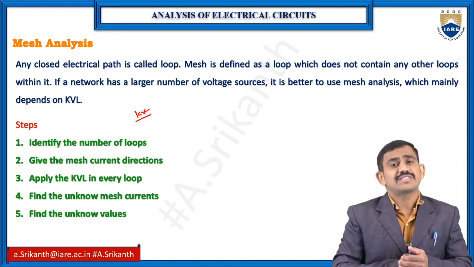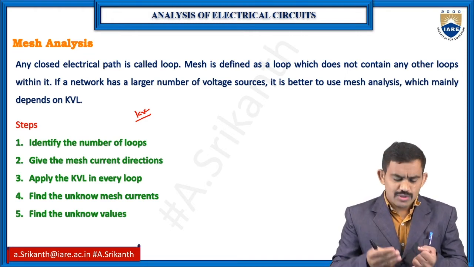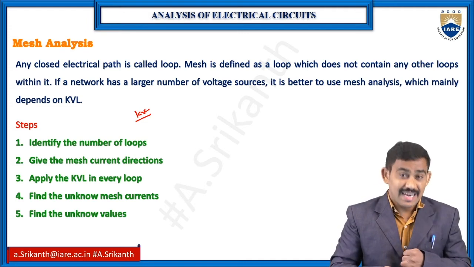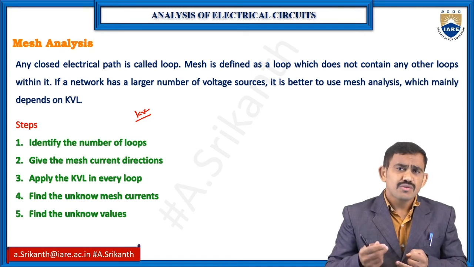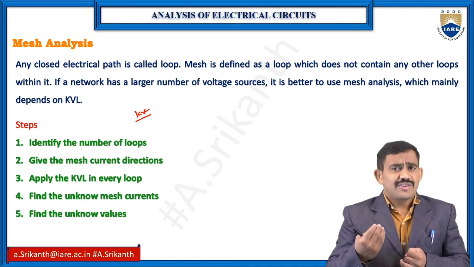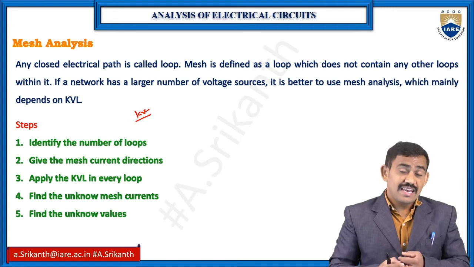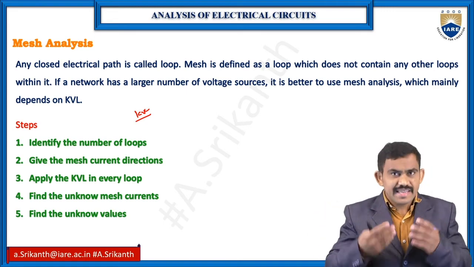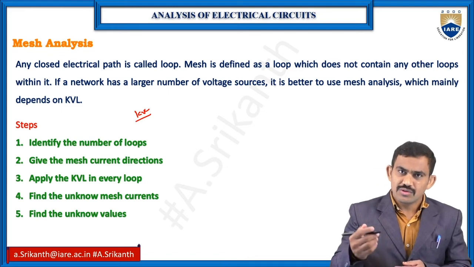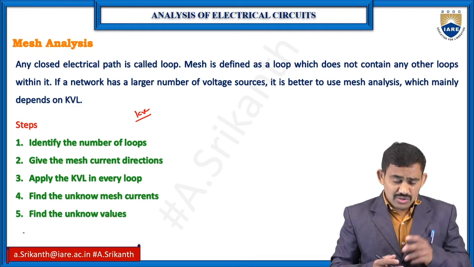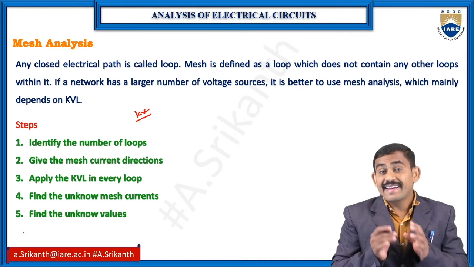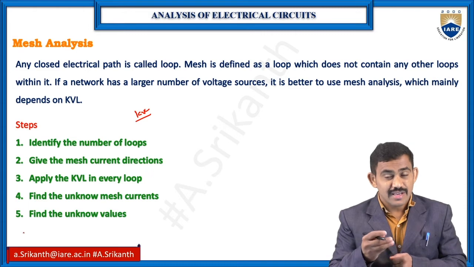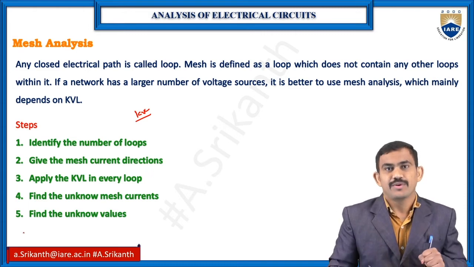Then the fourth step is to solve those equations. Suppose I have two loops. Two loops means we'll get two unknown values, that is current values, and you can find out the I1, I2 values using two equations. Then, where you want unknown values like voltage, power, or any other values, you can find them using those current values. So why mesh analysis? If I have n number of loops, and I require n number of loop currents, using mesh analysis it's very simple.